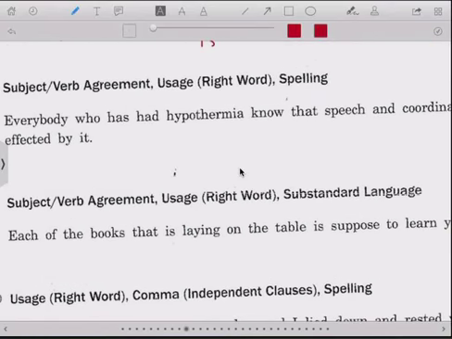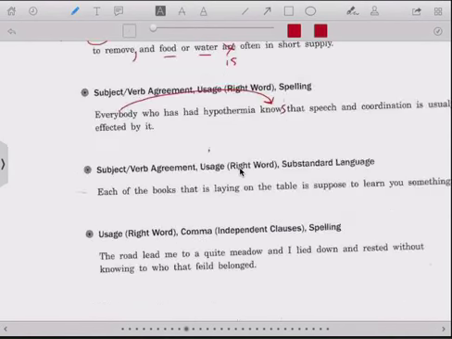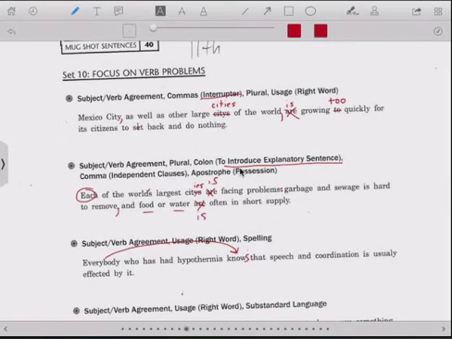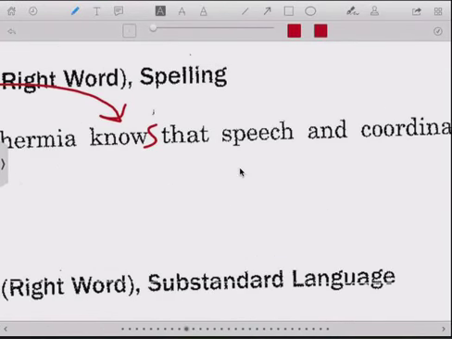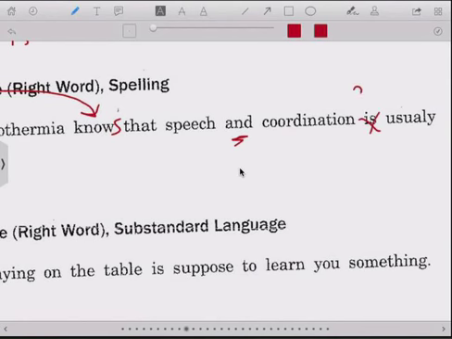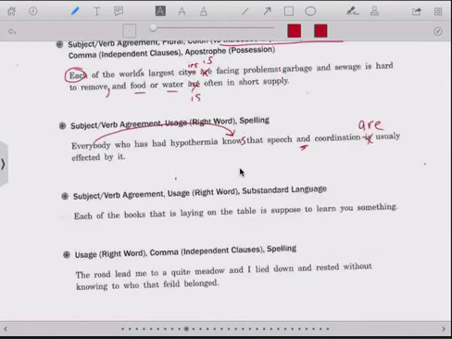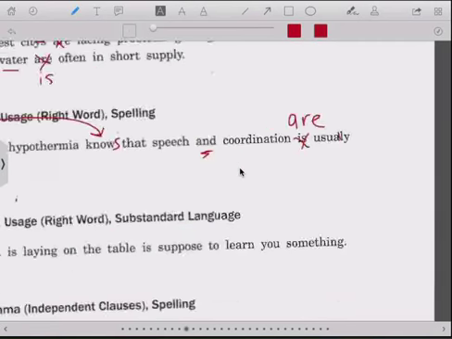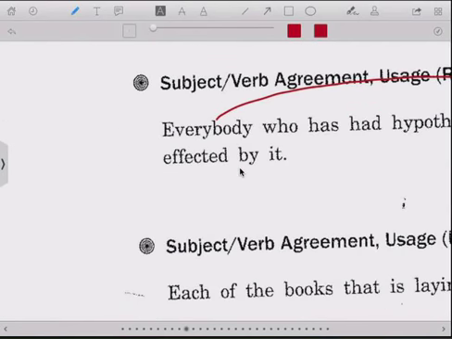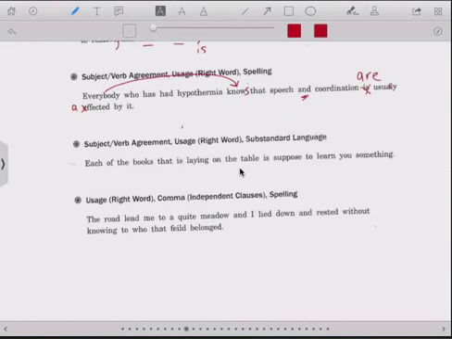Next one: everybody who has had hypothermia, no. Everybody knows that speech and coordination is, whoops, sorry about that. Since it's speech and coordination, they are plural. Usually has two L's in there. And here's a big one, affected versus effected. Verb is A, and it's doing something. It's affecting something. So it's the A effect. E is the noun. A is the verb. I think I got everything there.